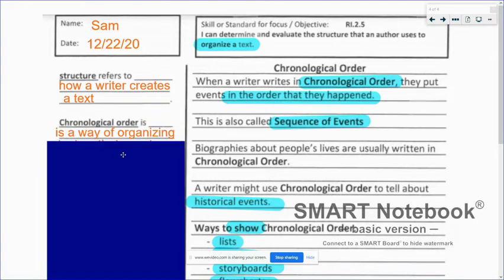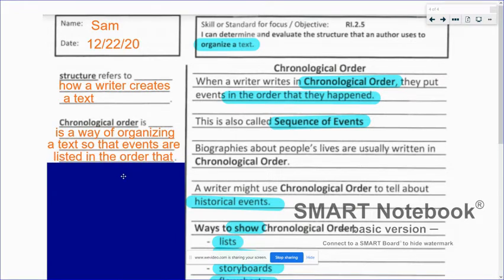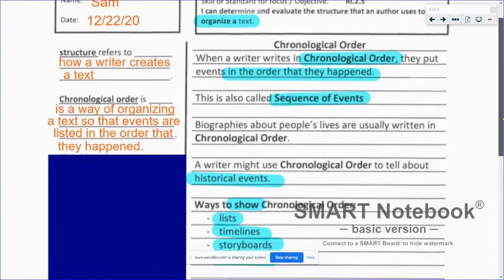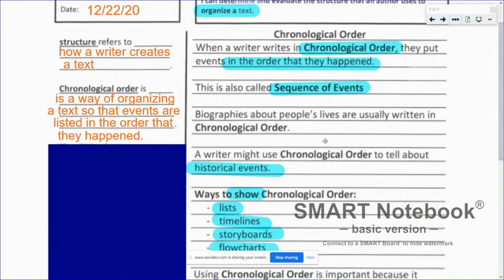Next, chronological order is a way of organizing a text so that events are listed in the order that they happened. So things are listed in the order that they happened. Take a moment and write that down. Make sure you're writing neatly. Don't scramble and make it so you can't even read it. You have to read this back to the recording, remember? So you need to be able to read your writing.